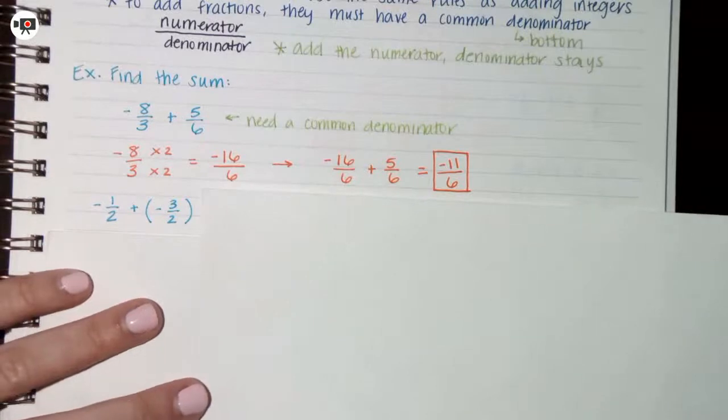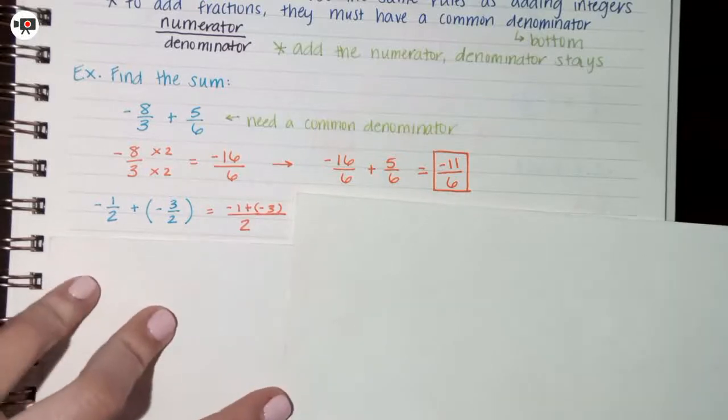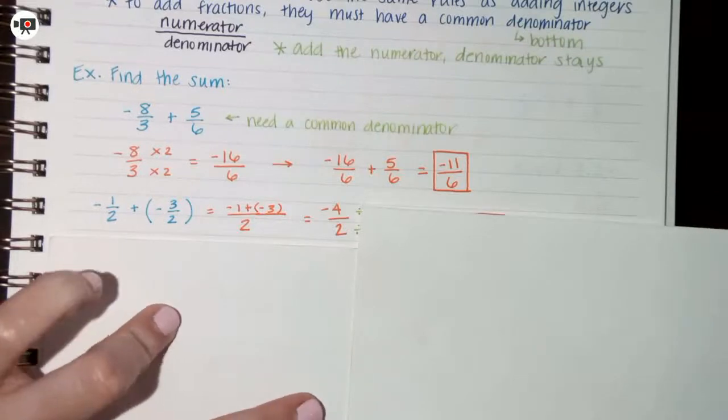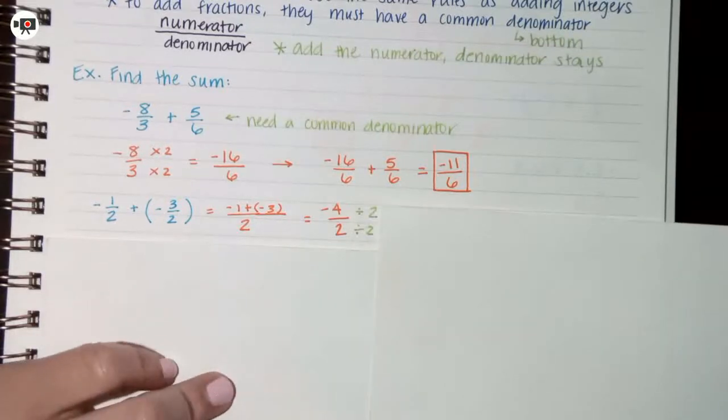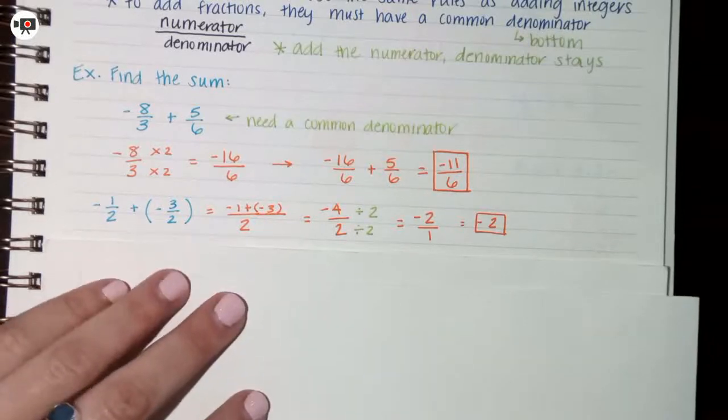For negative 1/2 plus a negative 3/2, they already have a common denominator, so I add the numerators together. Negative 1 plus negative 3, that's going to be a negative 4. I can reduce that, so divide each by 2, which is negative 2 over 1, which is negative 2.